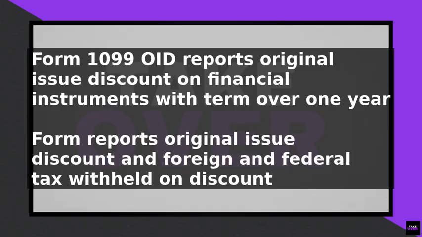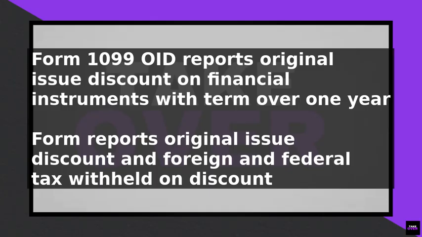The deadline to send this form to recipients is January 31st of the year after the interest income was earned. Paper copies must be filed with the IRS by February 28th, while electronic copies must be filed by March 31st.